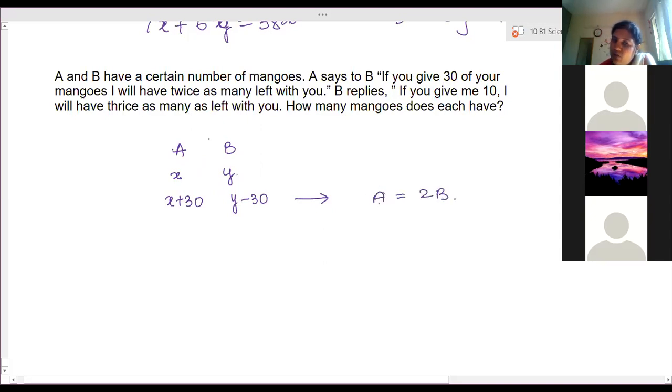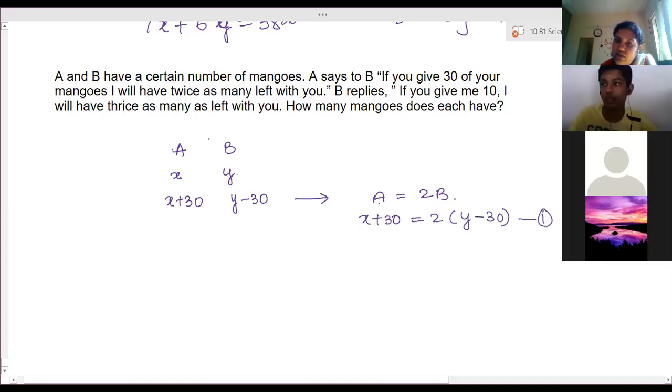In this case, A will have double what B has. A will have mangoes which is twice the number of mangoes B has. So what A has, X plus 30, is 2 into Y minus 30. This is your first equation. You have to simplify this.